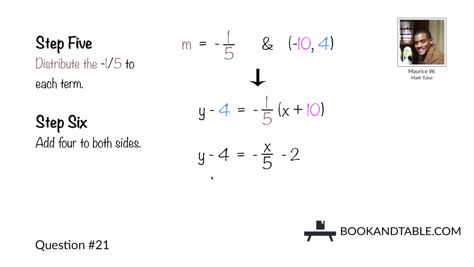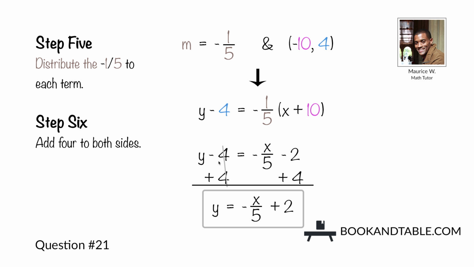Step 6, add 4 to both sides to get rid of this negative 4. Negative 2 plus 4 is positive 2. So the equation of the perpendicular line we are looking for is y is equal to negative x over 5 plus 2.